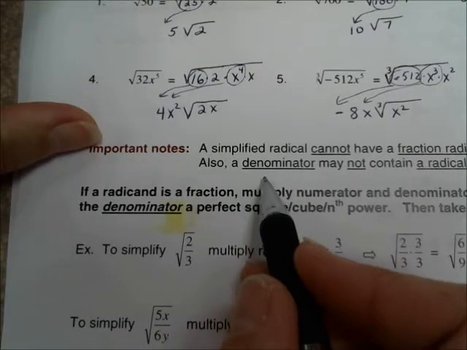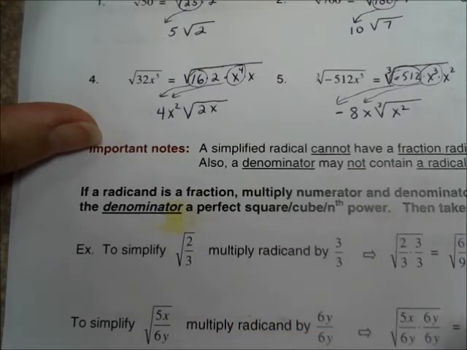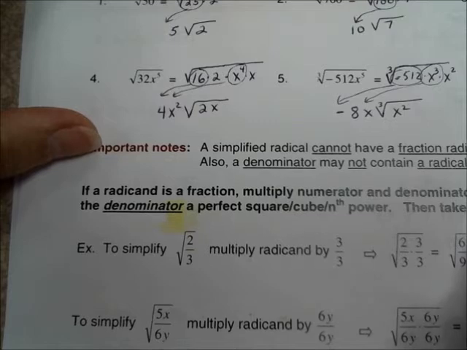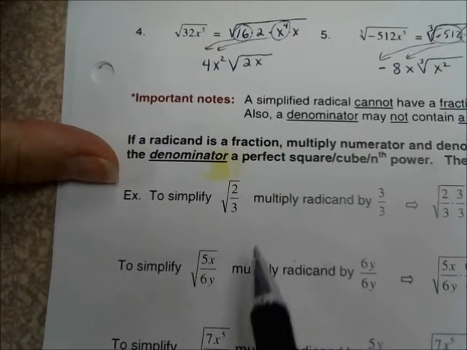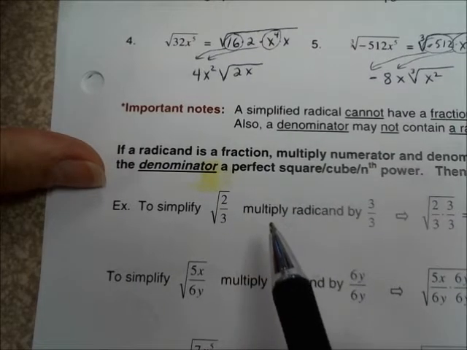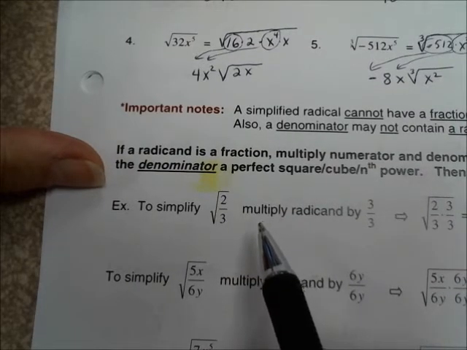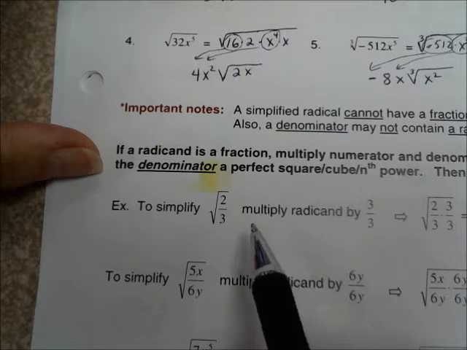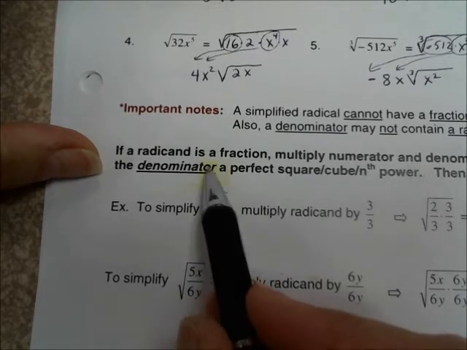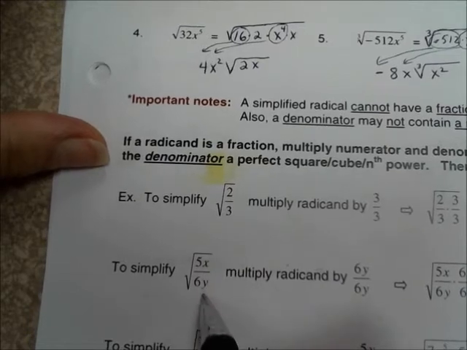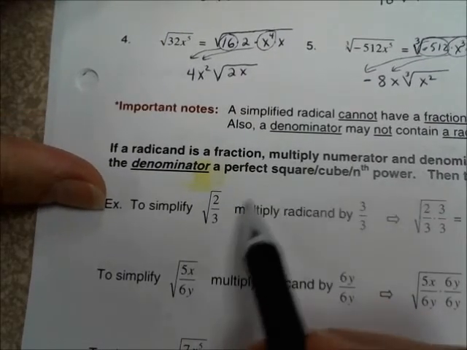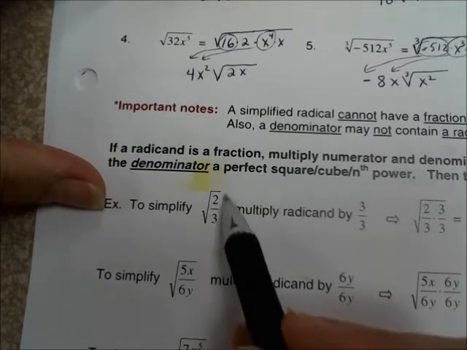Also, the denominator may not contain a radical. So what we have in these examples is fractions under here that we're going to have to do something called rationalize the denominator. It means that when the radicand is a fraction, like 2/3 or 5x over 6y, we're going to have to get rid of this fraction.